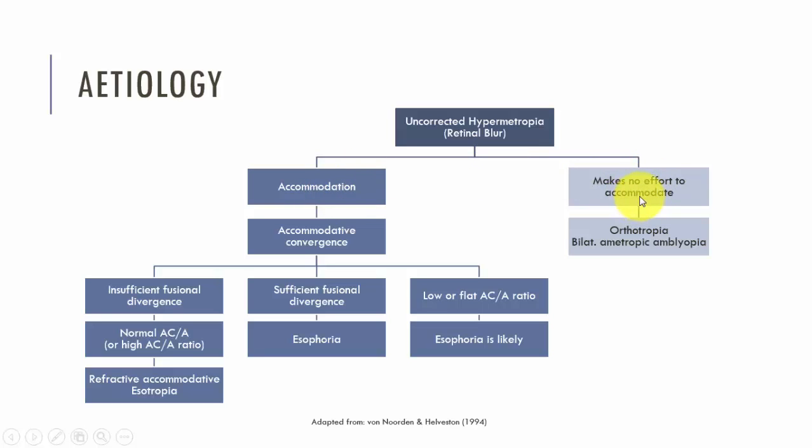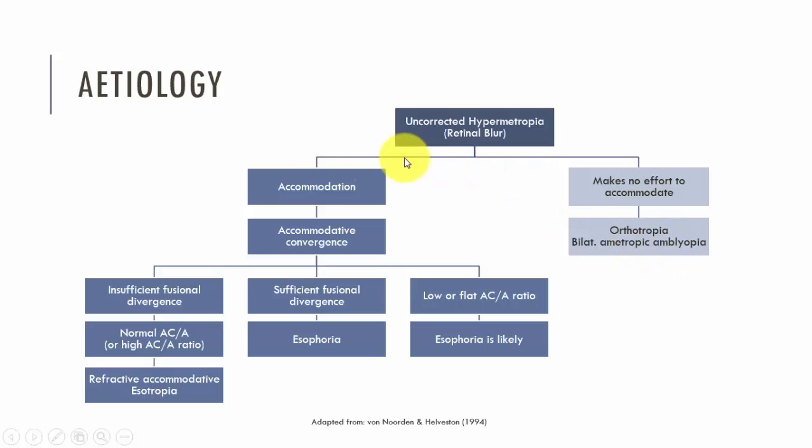Now, the children that make no effort are generally those that have high amounts of hypermetropia. So say as an example you have +6 OU hypermetropia, then it's very difficult for that child to accommodate through 6 diopters of hypermetropia to see clearly. So they make no effort and they just stay blurred. This means they won't develop the esotropia because they're not doing any excessive amounts of accommodation, but it does mean that they'll develop bilateral ametropic amblyopia because the brain is not receiving clear images to develop appropriately.